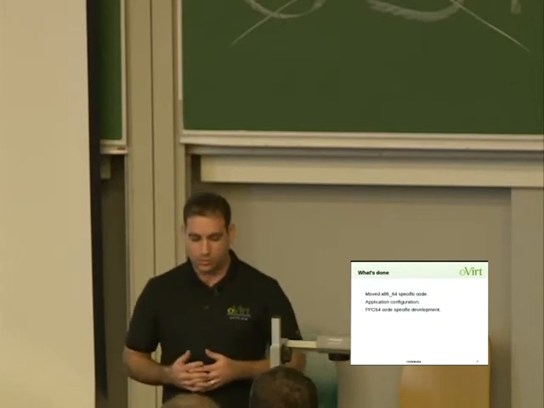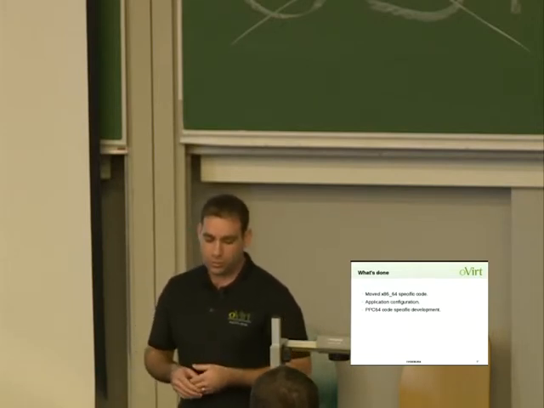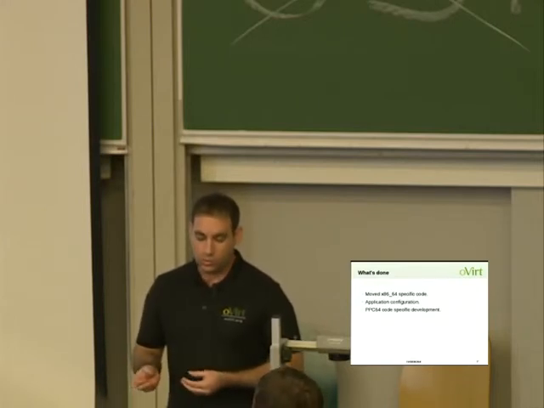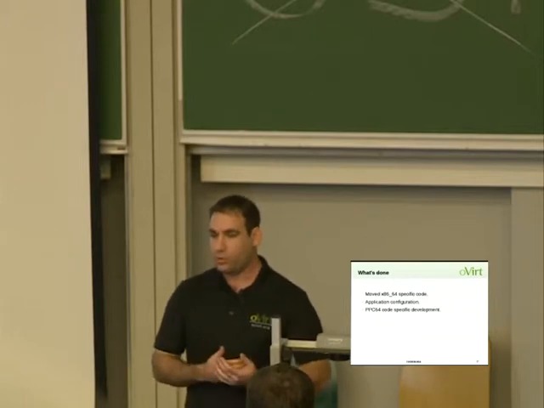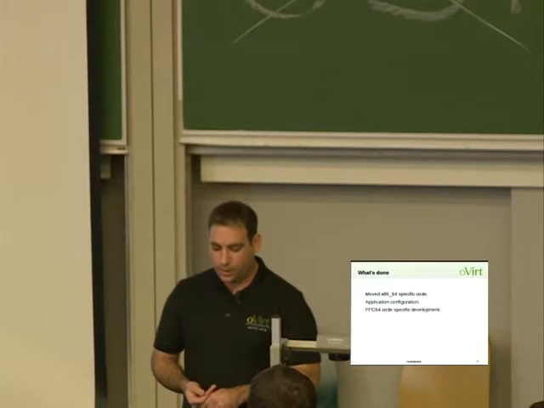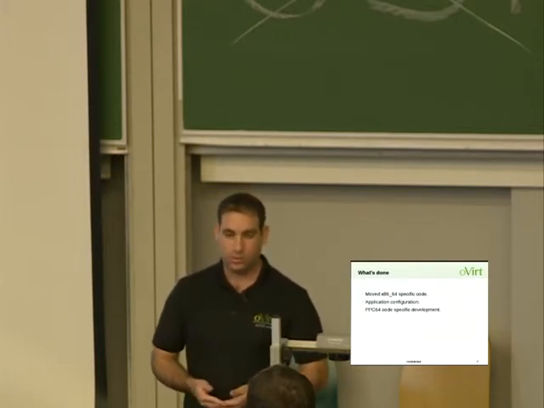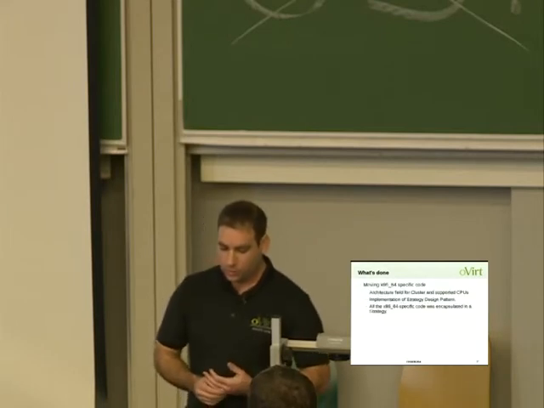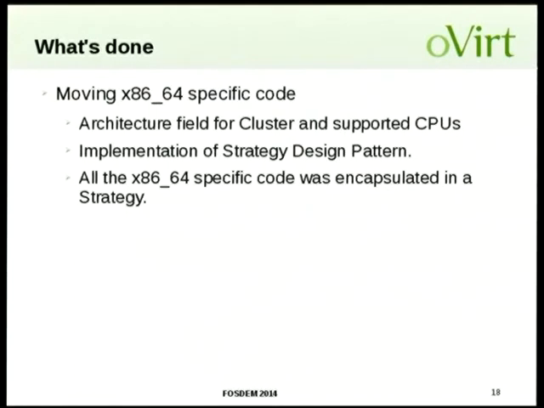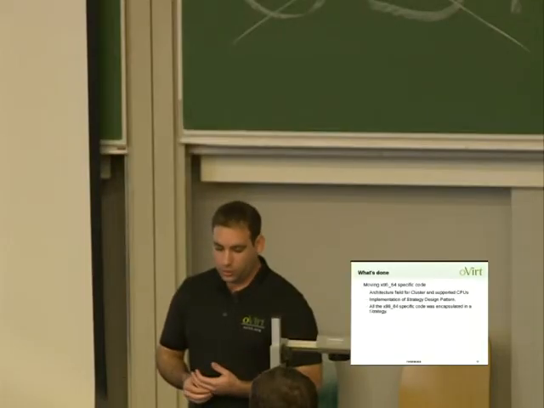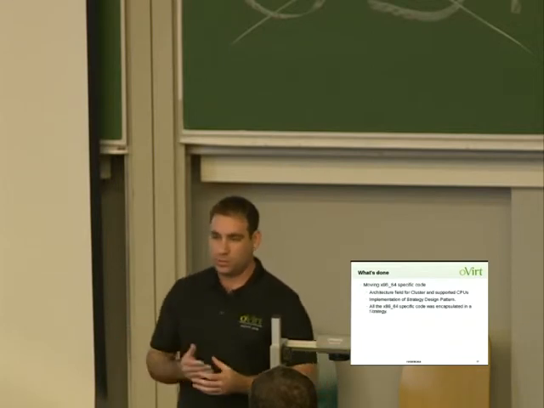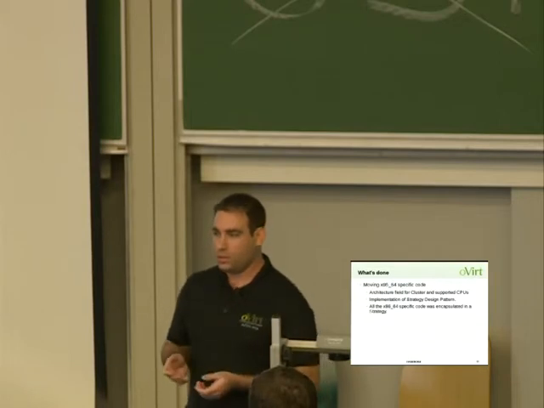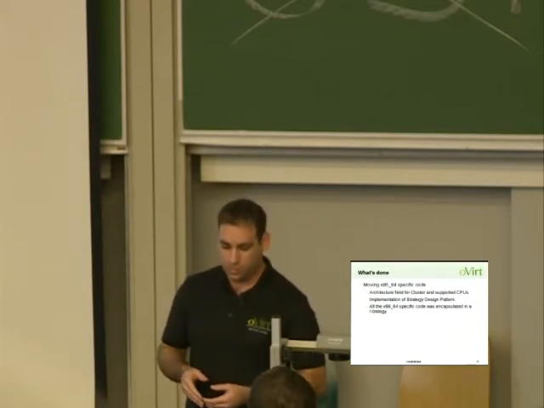Okay, so what was done so far? We can divide it into three main phases. First was to identify and move the specific code to strategy classes, then changing all the configuration and creating the new configuration for the new architectures that we just added, and finally some specific coding for PPC 64. We had to add the architecture field to the cluster and also to the supported CPUs. We have the supported CPU list in oVirt. Once we implemented the strategy design pattern, we could move all the specific code to the right place and basically create some encapsulation for the x86 specific code.